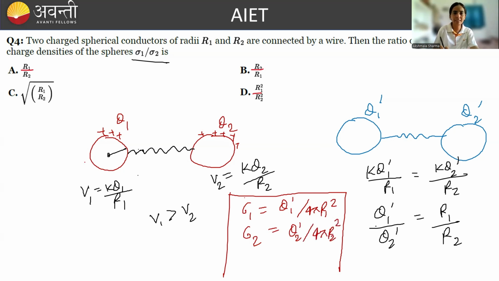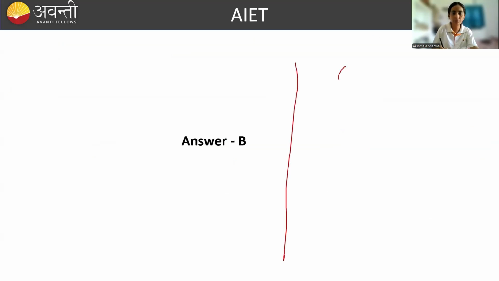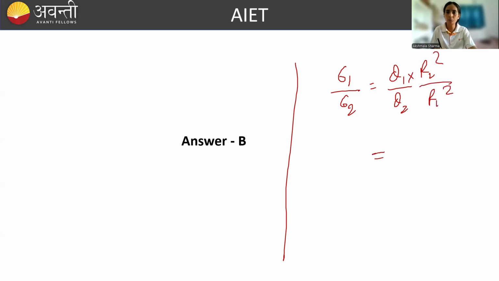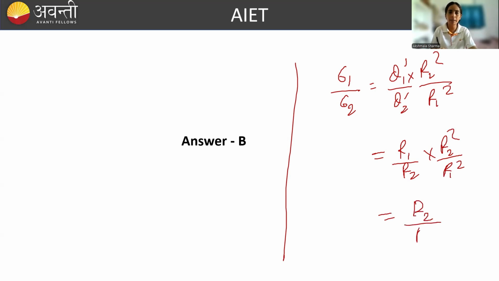So if you are going to take their ratio, let's do it on the second page. Sigma 1 by sigma 2 will be Q1 dash by Q2 dash into, it will be what? R2 square divided by R1 square. And we already know Q1 dash by Q2 dash is equal to R1 by R2, right? So this is this. And if you solve it, how much value will you get? You will get R2 by R1.